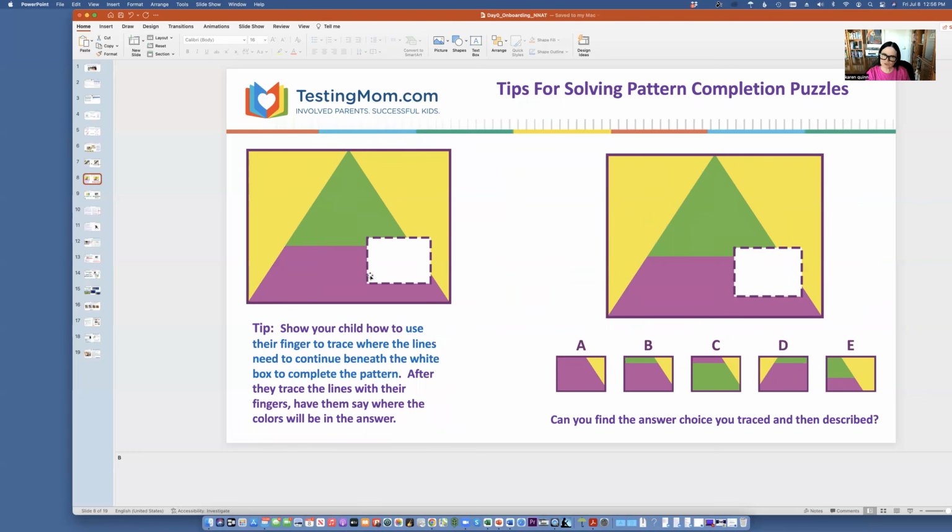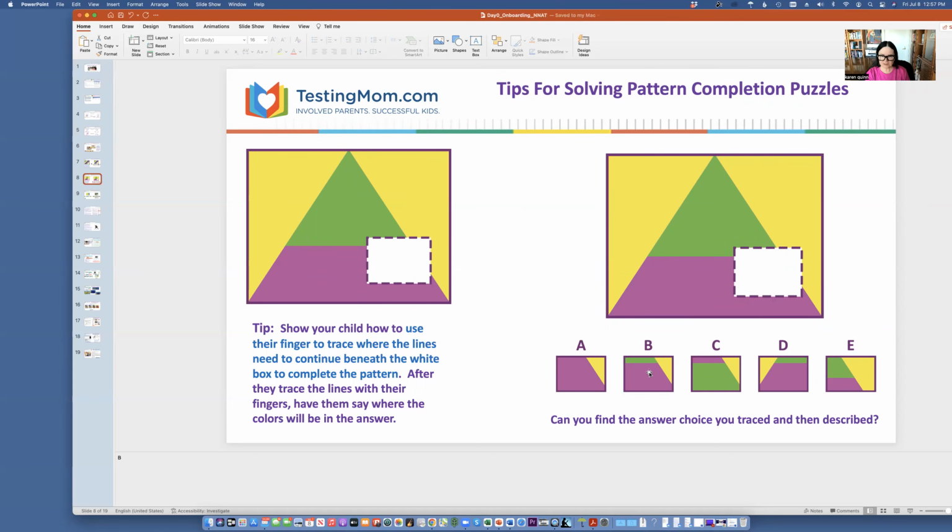Now, another thing you can do with this type of question is you can tell them to use their fingers and almost trace what they're going to be looking for. So for example, here you would trace this line to continue down, and there's going to be a lot of yellow in it. And I would trace this to go this way, and there's going to be green and purple in it. So let's see. B would be the answer. If you've traced it, you've sort of imagined it, this is what it's ultimately going to be.